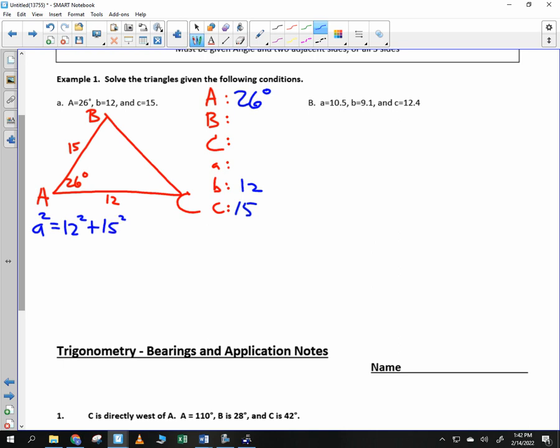Excellent. Let's have 8 people speak in unison. Times 12 times 15 the cosine of 26. It kind of fell apart there a little bit, but yeah, I get it.